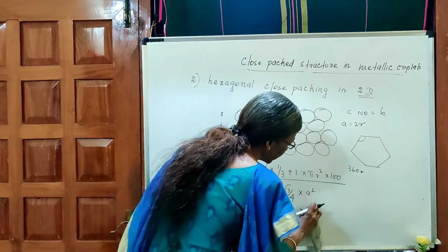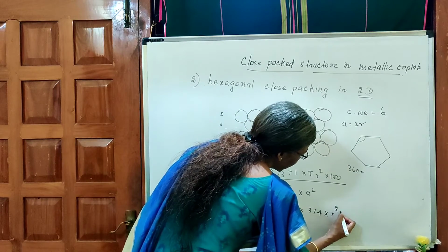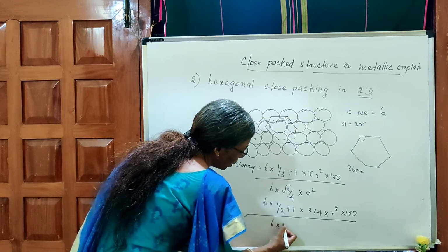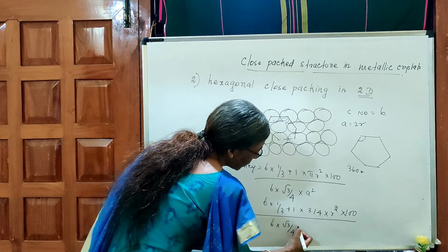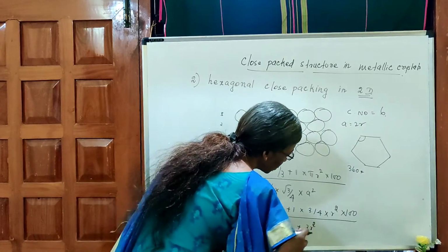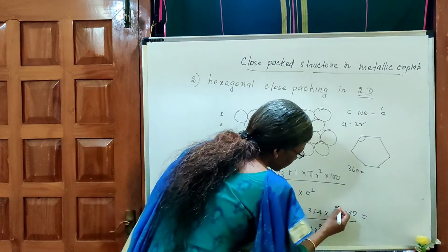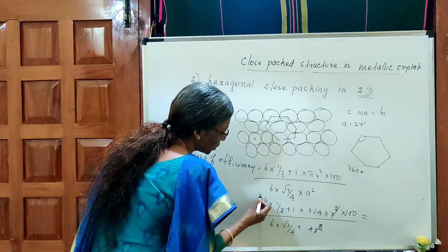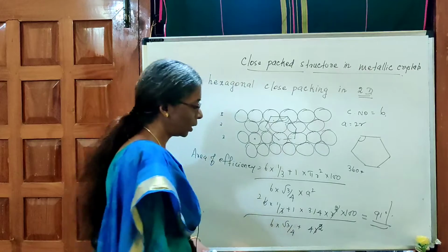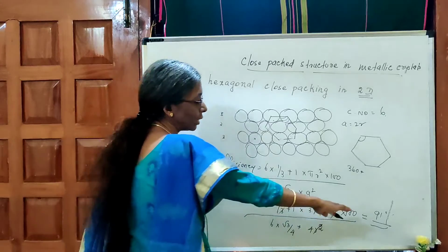That means 3.14 into r square into 100 divided by, what will come here? 6 into root 3 by 4 into a square, and a square is 4r square. If you simplify this, what will you get? Everything simplifies, and you will get almost 91%. So 91% is occupied by the spheres. So its area efficiency is 91%.